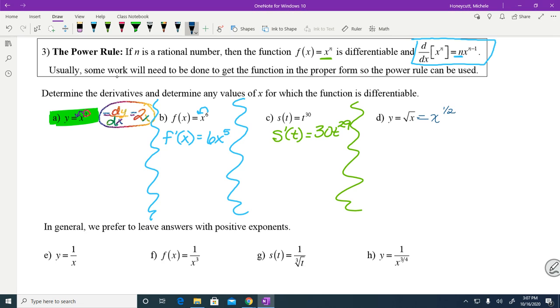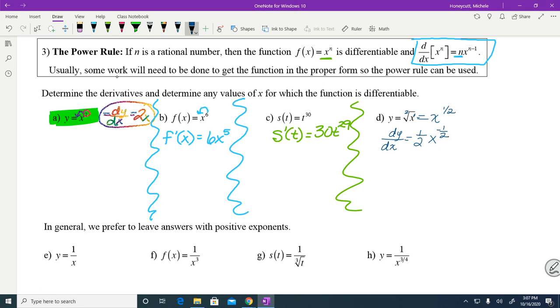Because if you remember, whenever you're working with radicals, what's on the denominator is the type of root you have, and the numerator is the exponent on what's inside. So y is the same as x to the 1/2. So then dy/dx, the derivative with respect to x, is 1/2 x to the negative, I subtract 1, so 1/2 minus 1 is negative 1/2.